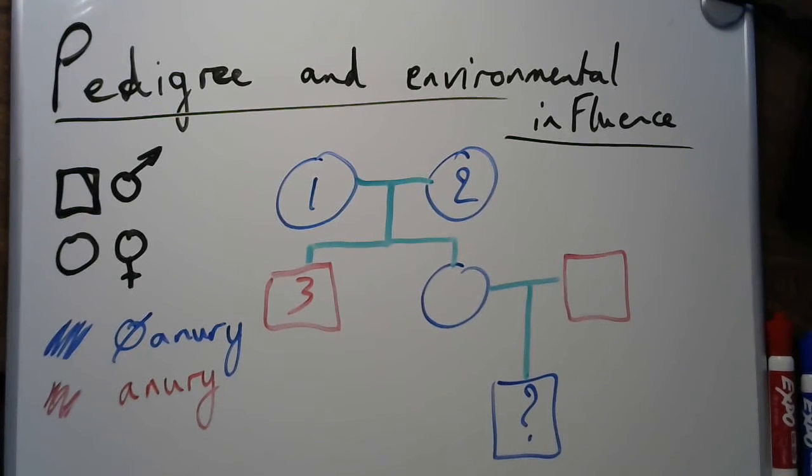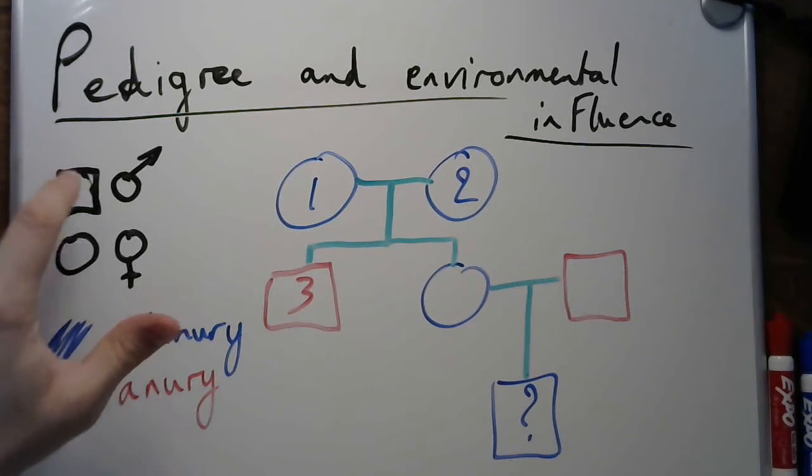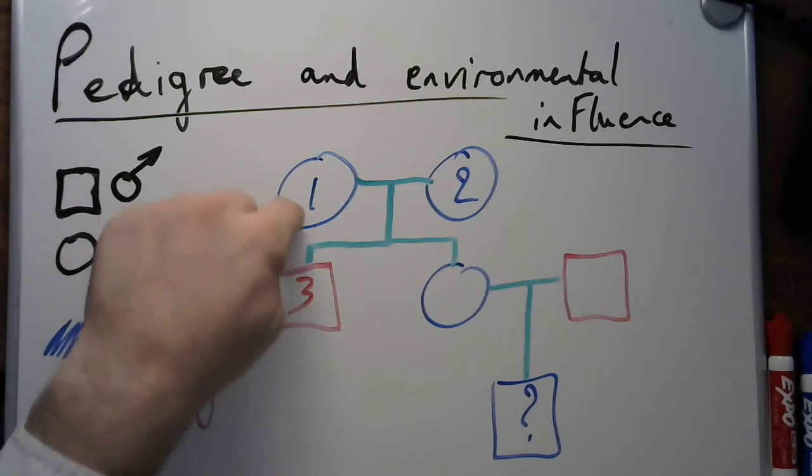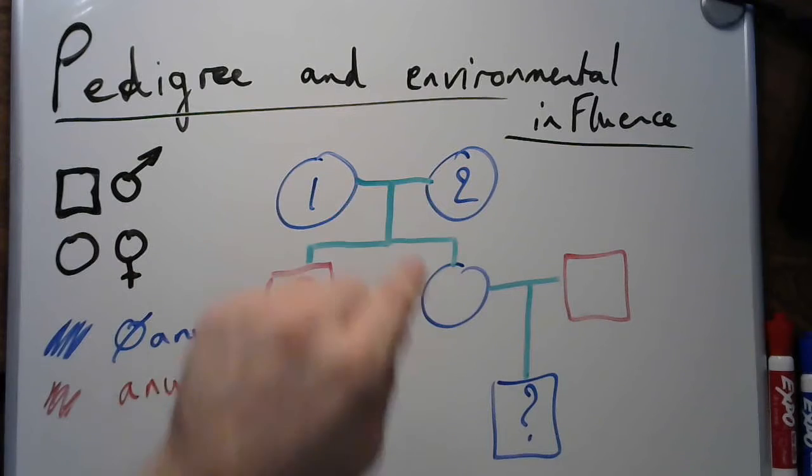Hey guys, today this video will be all about pedigree and environmental influence. Let's start with pedigree. I've drawn here a pedigree for dogs. You have a legend here, so the males are squares, the females are circles. Pretty accurate. So that's a female, that's a problem.